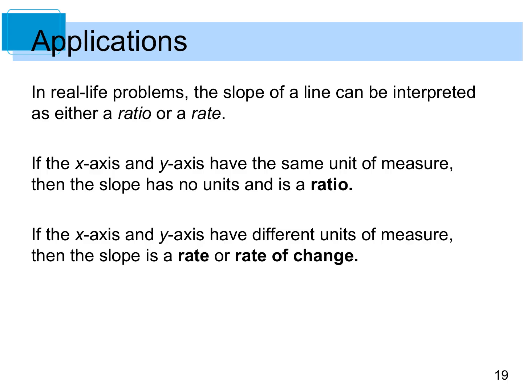So the next page talks about applications. It says in real life problems, the slope of a line can be interpreted either as a ratio or a rate. If the x-axis and the y-axis have the same unit of measure, the slope has no units and it's a ratio. If x and y have different units of measure, it would be a rate or rate of change. So rate of change, ratio, and slope are all talking about the same thing.